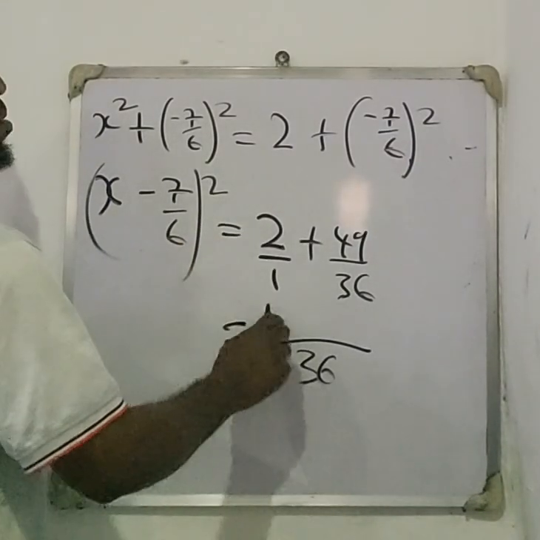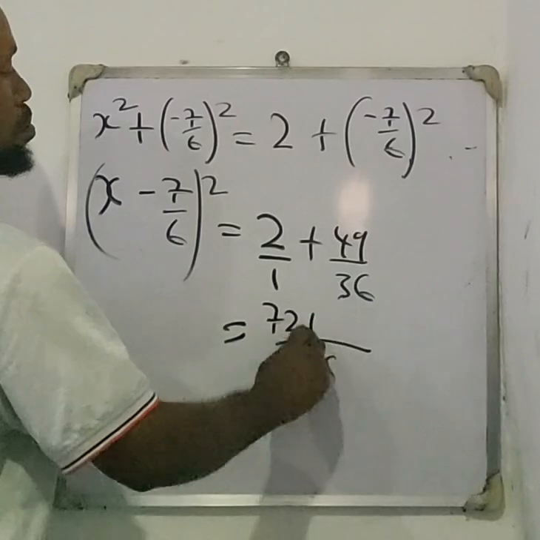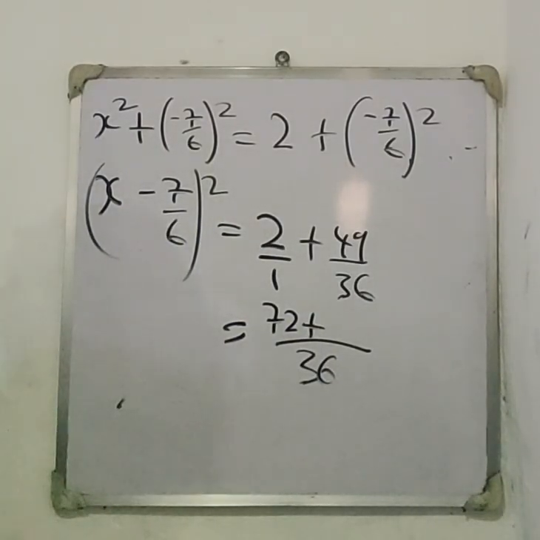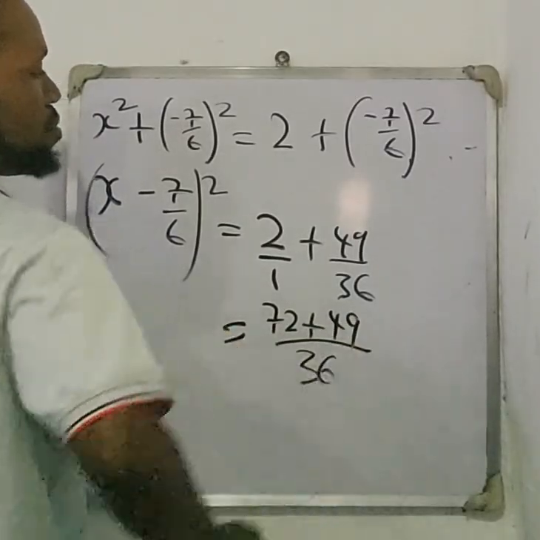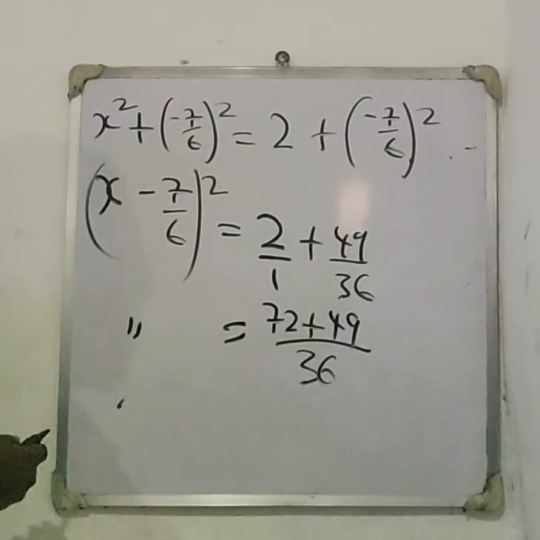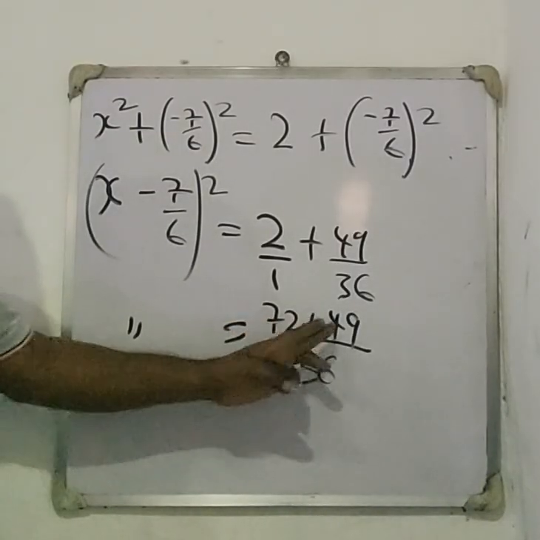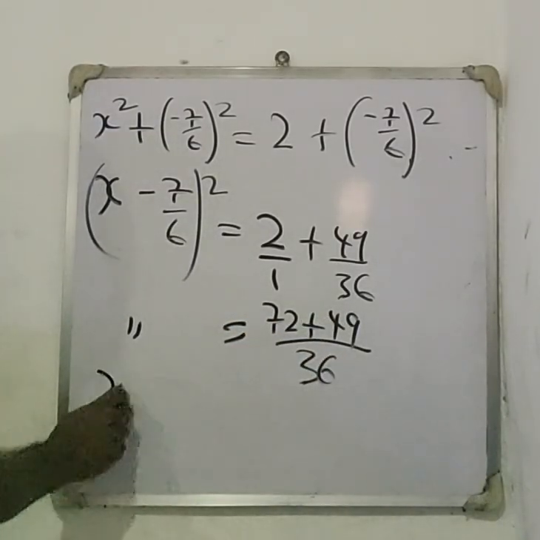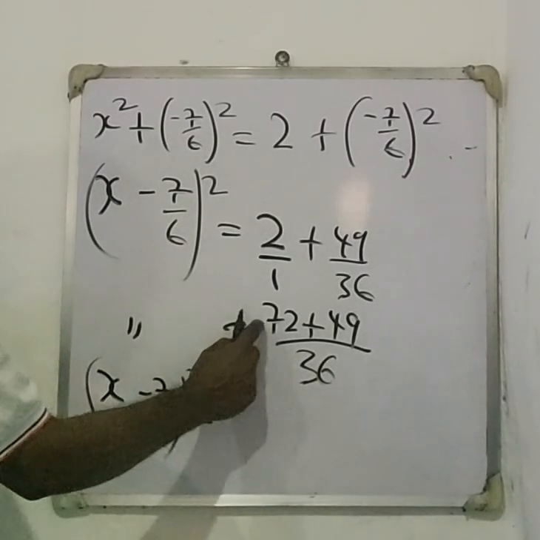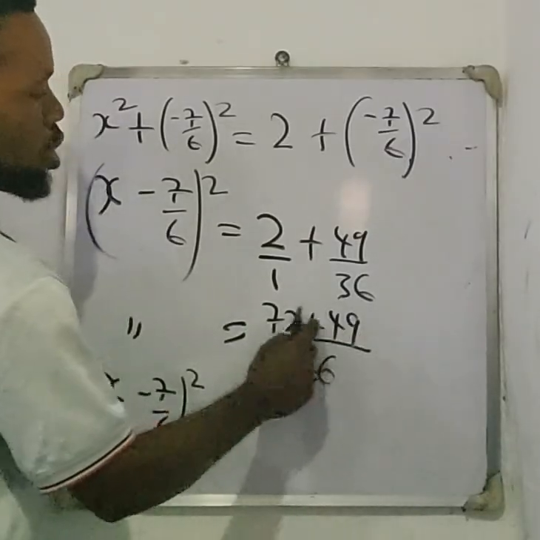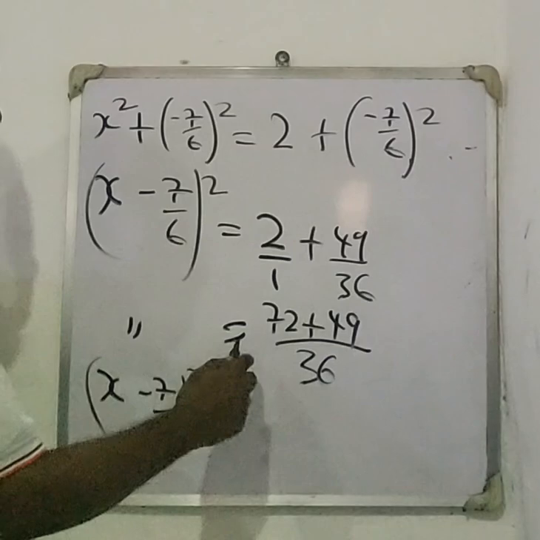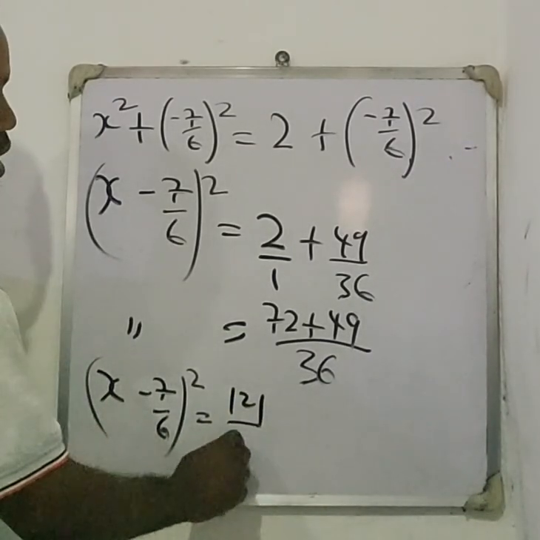36 times 2 will give us 72. Plus 36 in 36 will give us 1. Then 1 times 49 will give us 49. So this one will still remain here. Then here simply means you can add these two together. So you have x minus 7 over 6, then all in square, equal, when these two merge, addition is what you have. 72 plus 49 will give us 121 over 36.